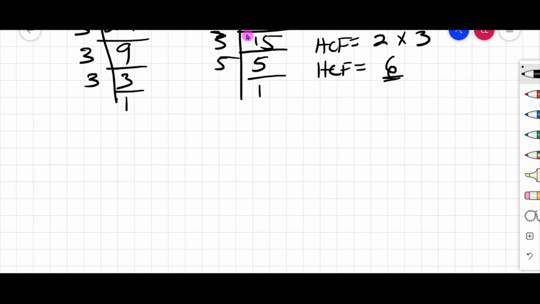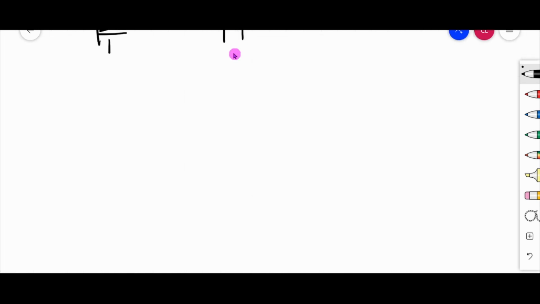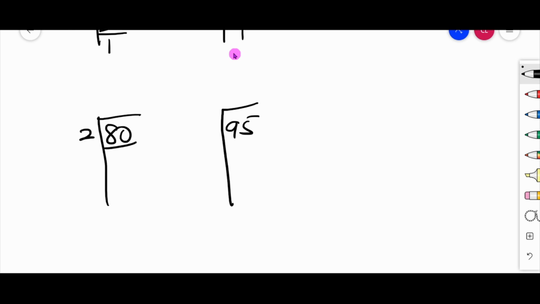Let's go to the next pair. We have 80 and 95. Let's get these. We're going to use 2 because this is even, so 2 into 80, 40, 2 into 40, 20, 2 into 20, 10, 2 into 10, 5, 5 into 5, 1.